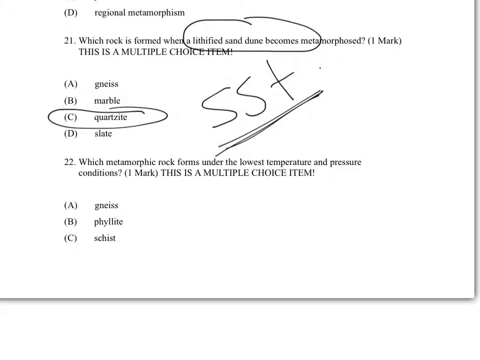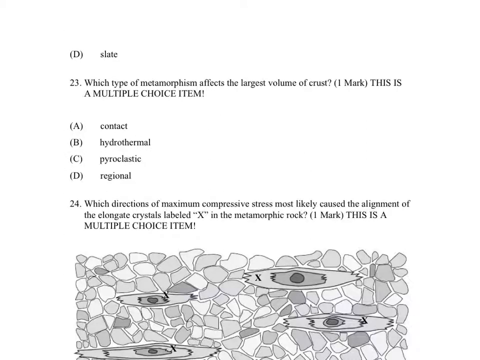Moving on to 22. Which metamorphic rock forms under the lowest temperature and pressure conditions? Well, gneiss is an extremely high-grade rock. Phyllite is a medium-grade metamorphic rock, and schist is a high-grade rock. So that means that slate, which just happens to be on a page on its own here, forms from low temperature and pressure conditions and hot chemical fluids. So slate is the only one here that would qualify as being low grade.